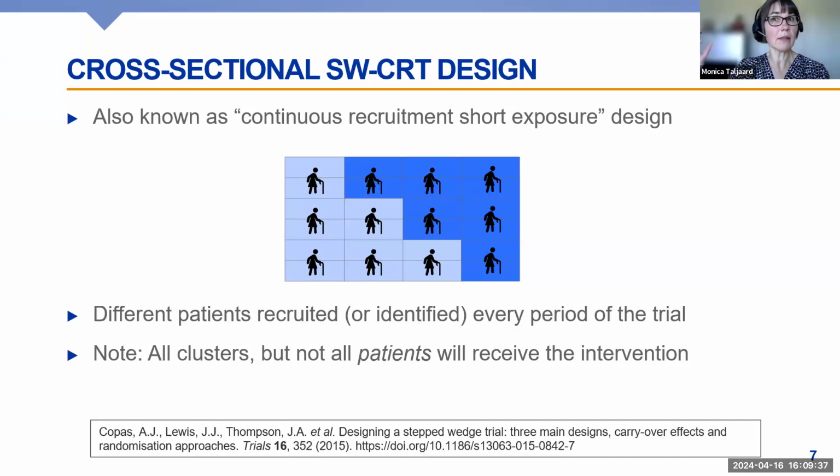Now, these outcomes could be assessed over a longer duration. So you could follow up the patients at 30 days or at 12 months or whatever, but the patients showing up the next day are different patients. So there are new patients coming in all the time. So that is called cross-sectional or continuous recruitment short exposure design. So with this variation, only about half of the patients receive the intervention and the other half receive the control, just like we would have in a standard patient randomized trial, for example. This is by far the most common situation, by the way.